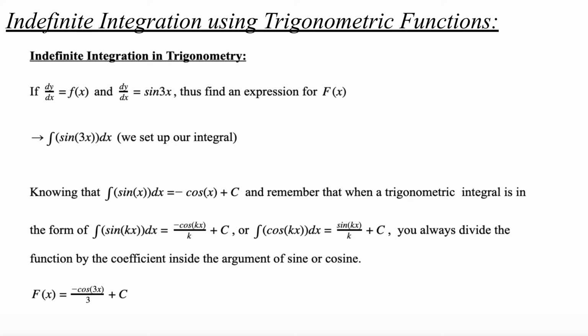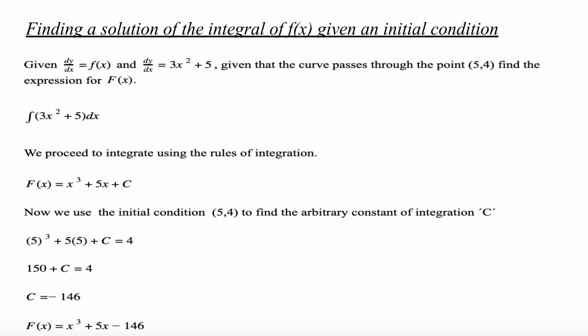So in this case, there are two rules. We have the integral of cosine kx dx. We know that the integral of cosine is sine, so we first integrate cosine from the outer to inner part, and we get sine of the angle kx, and we divide by our constant k, divided by k plus c. So essentially, you always divide the function by the coefficient inside the argument of sine or cosine that is multiplying the angle. So in this case, big F of x would equal negative cosine 3x divided by 3 plus our constant of integration c.